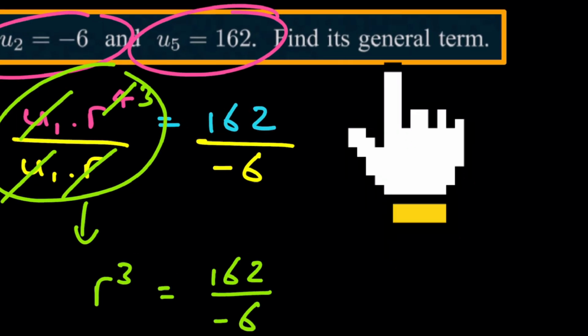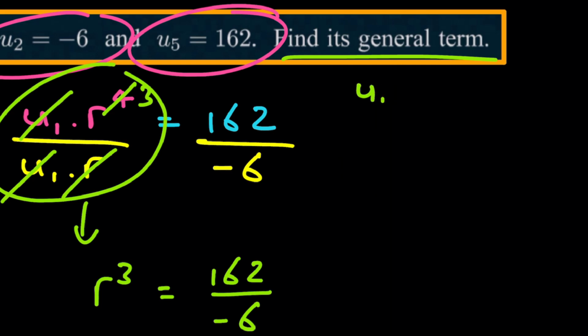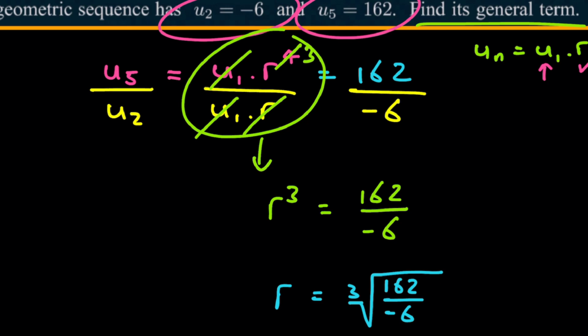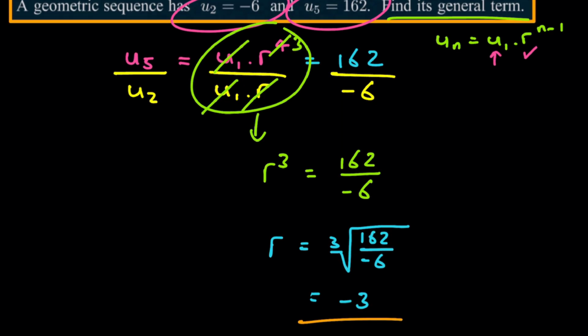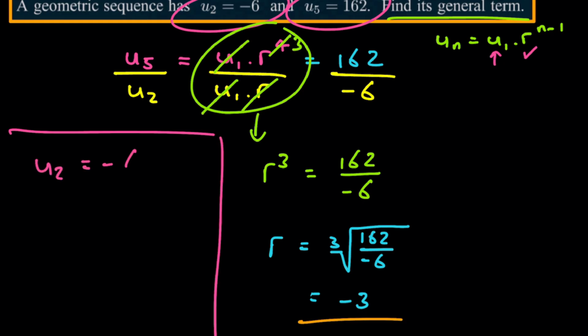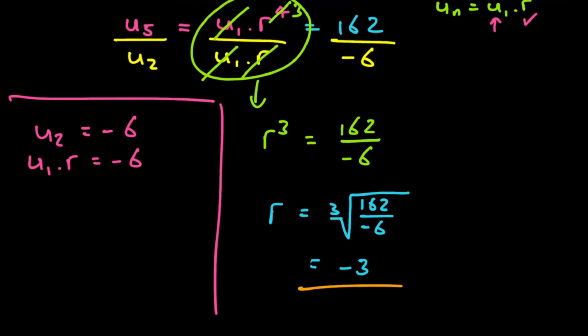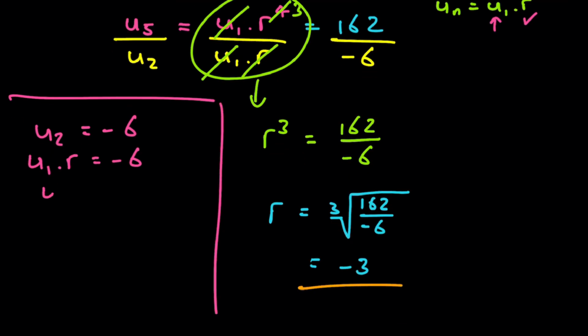Okay, so now it does ask us to find the general term, and if the general term is un equal to u1 times r to the n minus 1, there's a slight issue because we don't have u1 at the moment, but we do know r. So we're just going to find u1. That's relatively simple because we can use the value for u2. We were told that u2 was equal to negative 6, but u2 is actually u1 times r, and that's minus 6, and we just found that r is minus 3, so u1 times negative 3 is equal to minus 6. Divide both sides by minus 3, so u1 is 2.